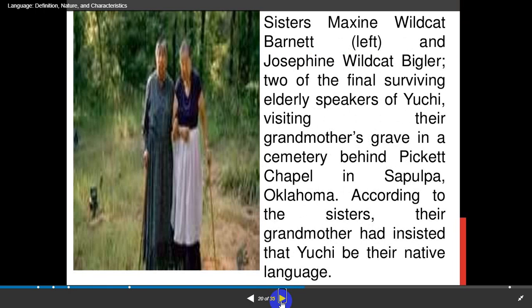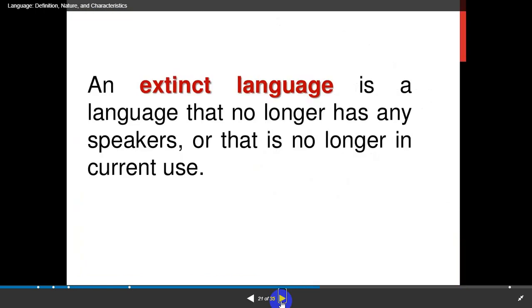Sister Machine White Cat Barnett on the left side, and Josephine White Cat Bigler, two of the final surviving elderly speakers of Yuchi, visiting their grandmother's grave in a cemetery behind Picket Chapel in Sapulpa, Oklahoma. According to the sisters, their grandmother had insisted that Yuchi be their native language. Yes.